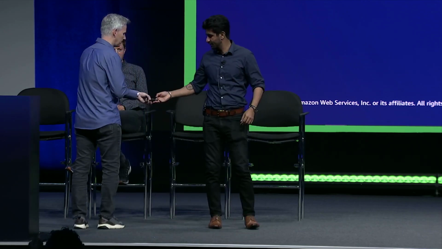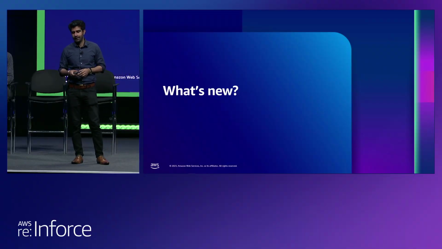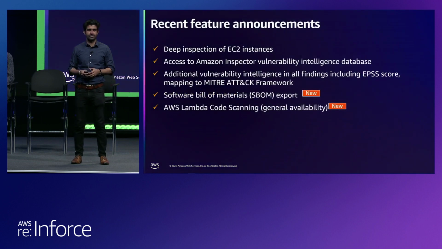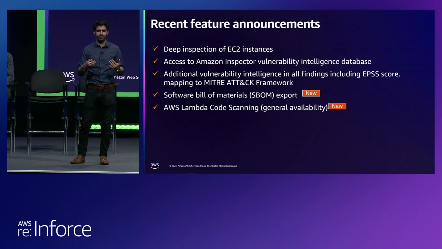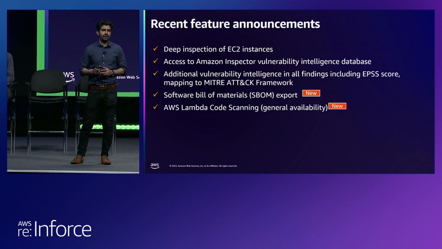Yeah. Thanks, Rick. Before I deep dive into the two main features that we announced yesterday, the SBOM generation and Lambda code scanning, I do want to call out some of the features that we launched in the last 3 to 6 months since re:Invent, and I'll briefly go through each one of them. And if you have questions, if you want to deep dive into it later on, we'll be available outside after the session. So the first one that we launched about 2 months ago was deep inspection of EC2 instances.